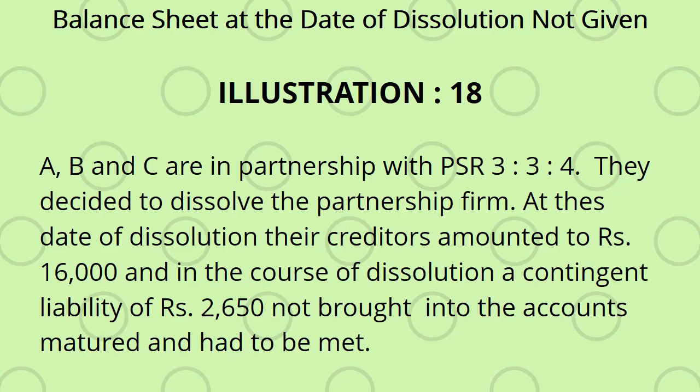Listen, in the illustration, what has been given to you is creditors of 16,000. Contingent liability has matured and had to be met, meaning this money you have to pay. Amount has to be paid.